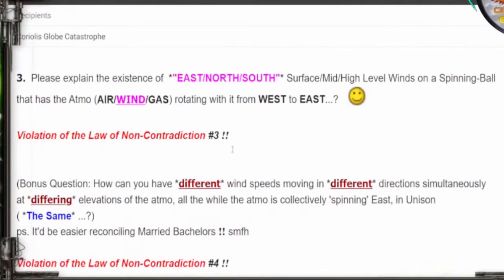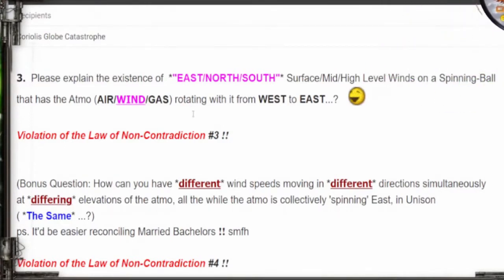But why are we going to stop there? Where's the fun in that? Number 3, please explain the existence, I love this one, of east, north, and south surface, mid, and high-level winds on a spinning ball that has an atmo, that's air, wind, and gas, rotating with it from west to east. See the contradiction? You can't be going in one direction from west to east and then have them going in all different directions, east, north, and south. Can't do it. It's a contradiction.